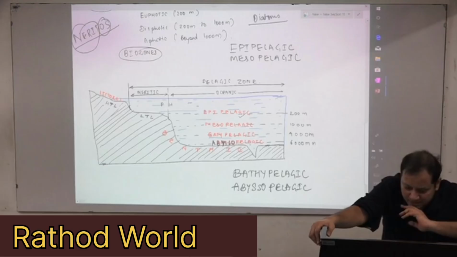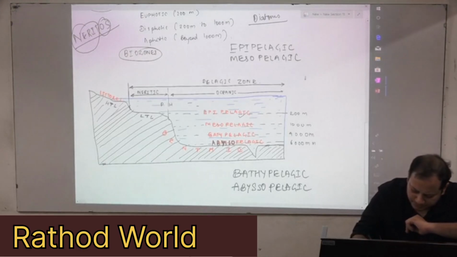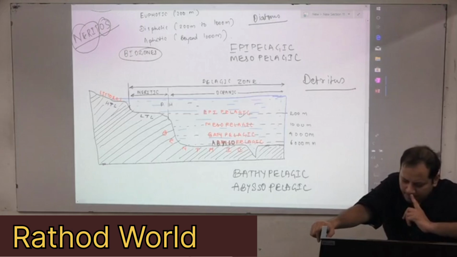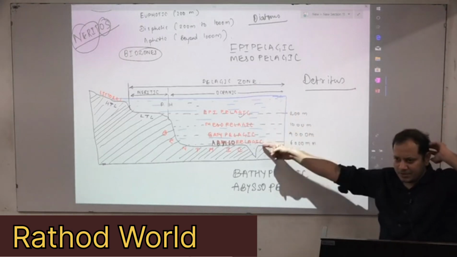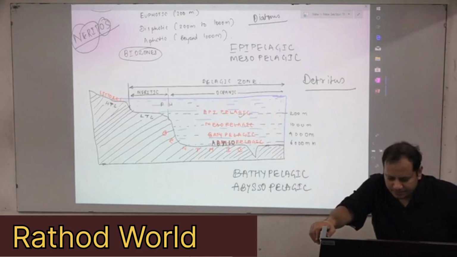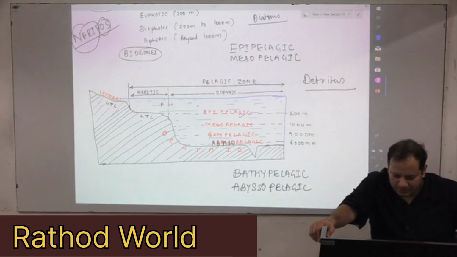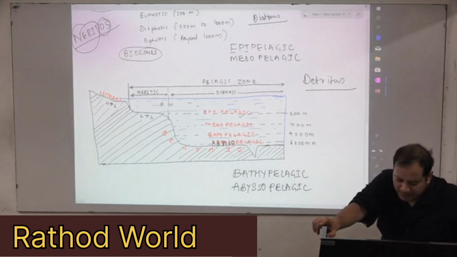The animals mostly feed on detritus. What is detritus? Dead and decomposed matter. And therefore mostly decomposers live there.